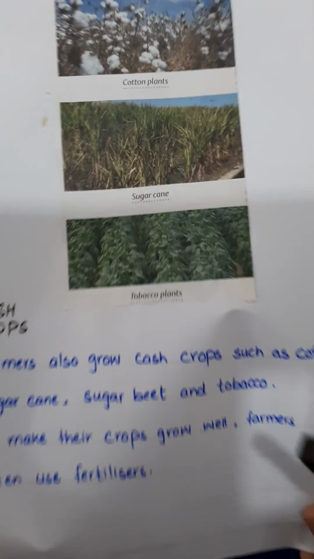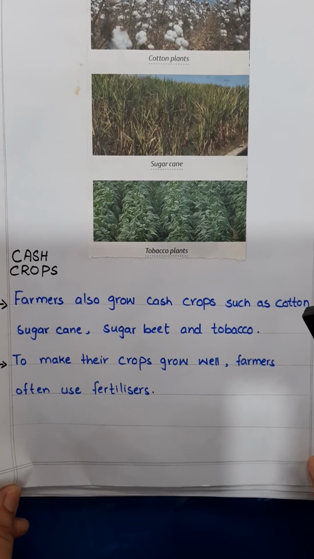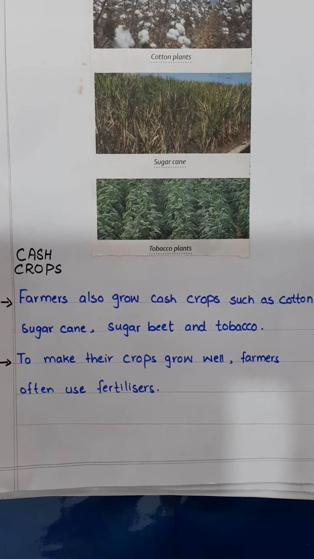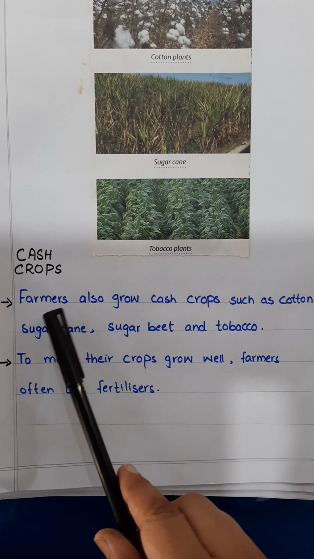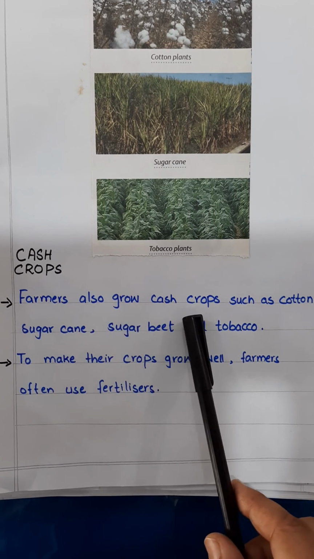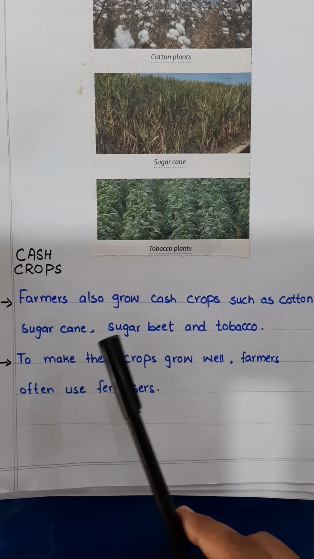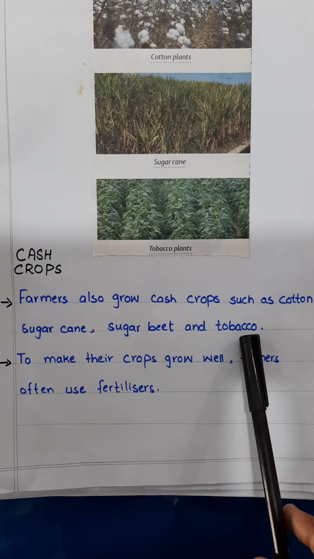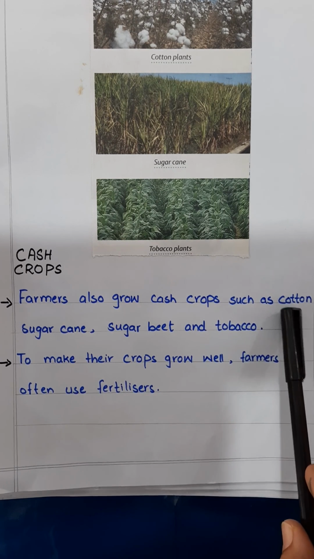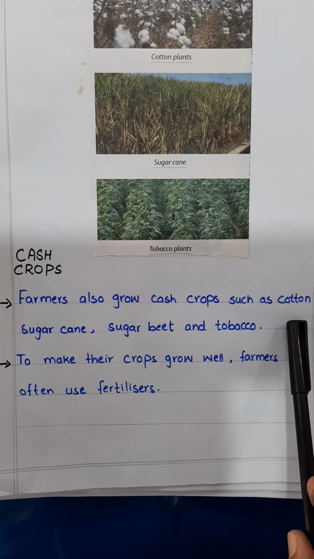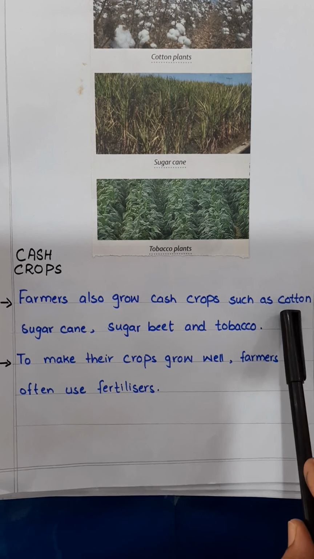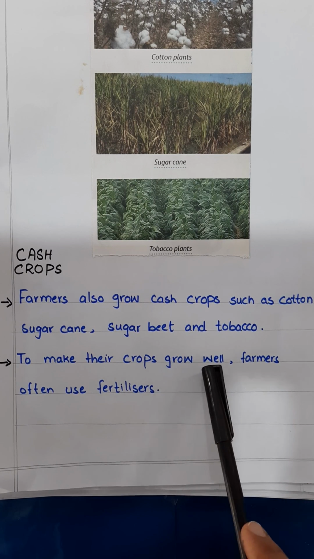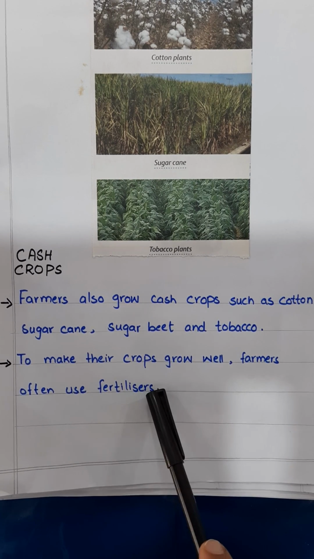Then we come to cash crops. What is a cash crop? A cash crop is a crop which we grow to sell to other countries. Farmers also grow cash crops such as cotton, sugar cane, sugar beet and tobacco. These are some types of cash crops. Cotton is the largest export crop of Pakistan. It is the largest cash crop of Pakistan. To make their crops grow well, farmers often use fertilizers.